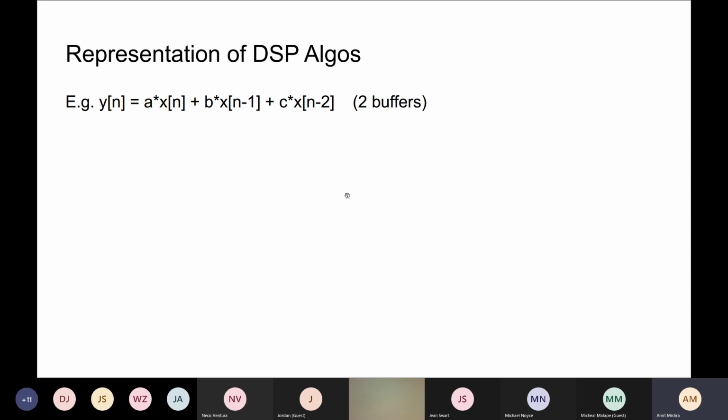A simple example of a DSP algorithm: a basic FIR filter. So you have two delays: it gets delayed by 1, then multiplied by B, and then delayed by 2, and then another multiplied by C, and then you add them. This is a classic DSP operation, or classic linear DSP operation.